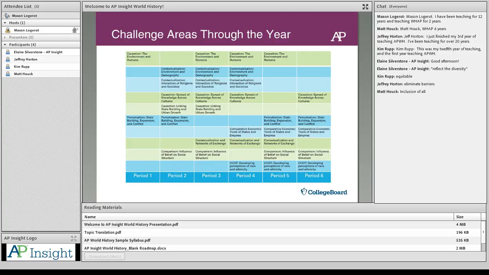Here's another example of that. It's basically the same information, but looking at it in a different light. And I like this because it really does enable you to scaffold your students' ability to apply these skills throughout the course.